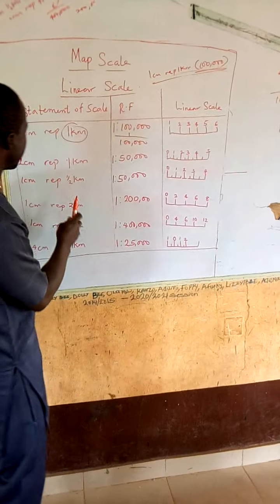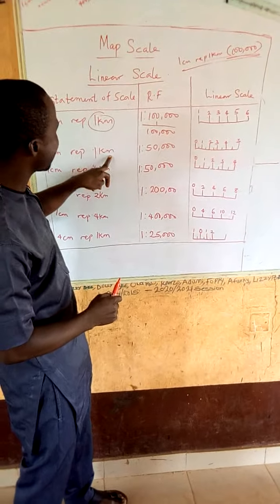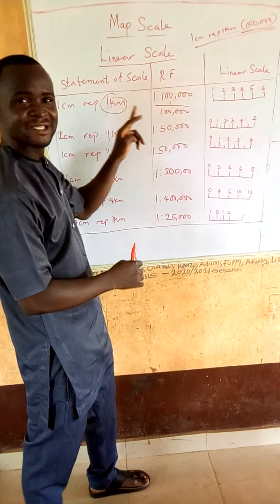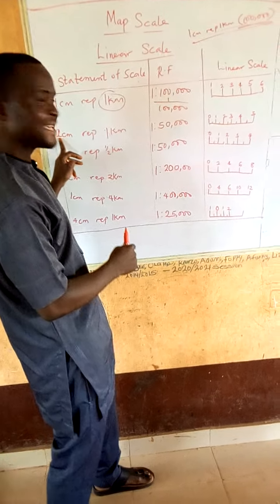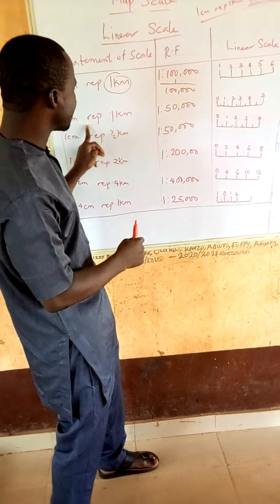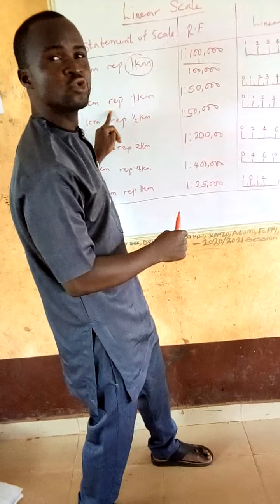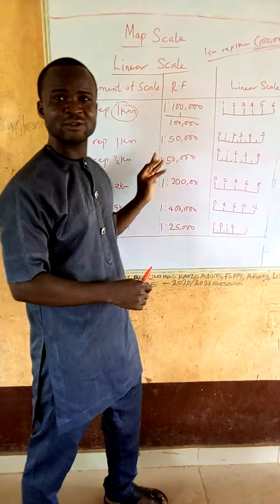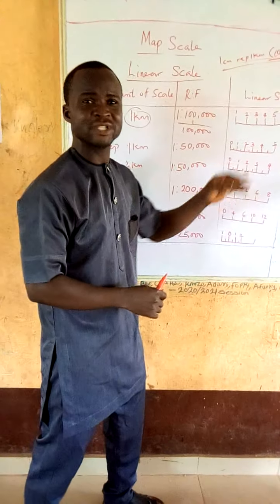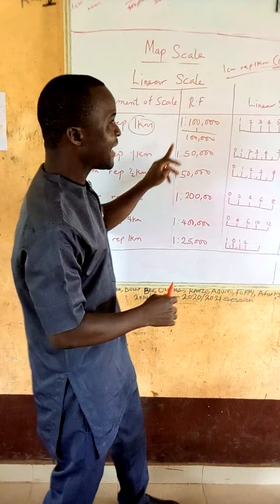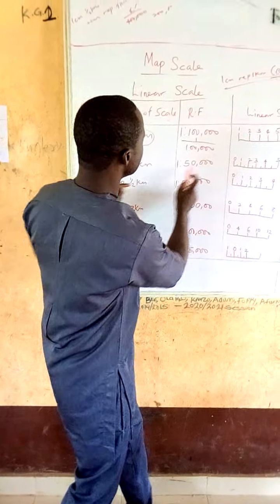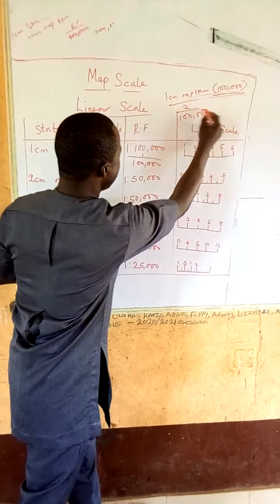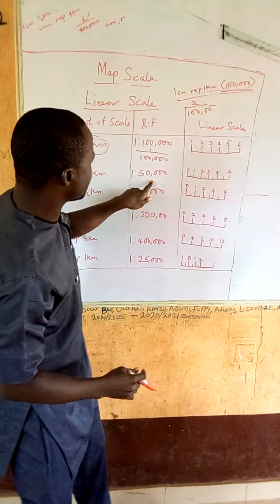The second example here is 2 centimeter to 1 kilometer. That is the statement. 2 centimeter, remember it is a statement form and figure. 2 there is the figure, centimeter there is the statement, rep 1 kilometer. You cannot say that 2 centimeter equals 1 kilometer, it's not possible. You can only say that 2 centimeter rep 1 kilometer. And the representative fraction is going to be 2 all over what? This one is 100,000. And when you divide it, you have 1 all over 50,000.